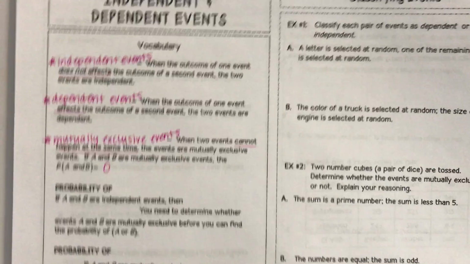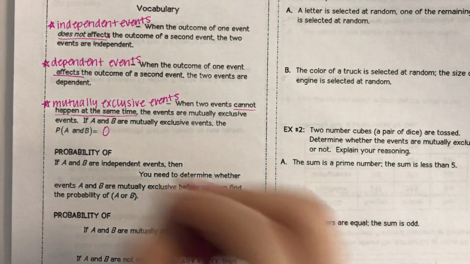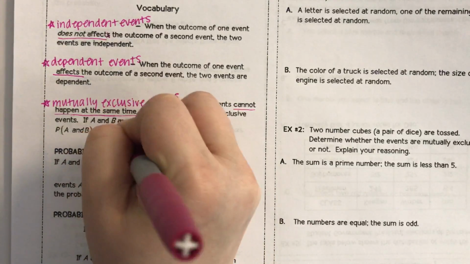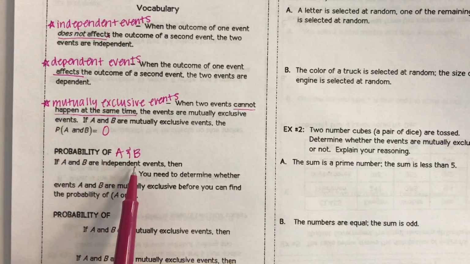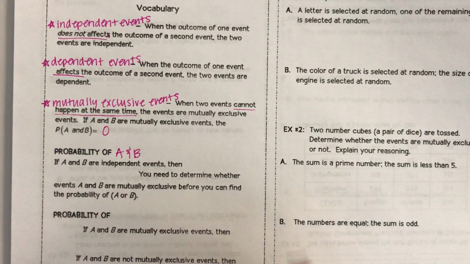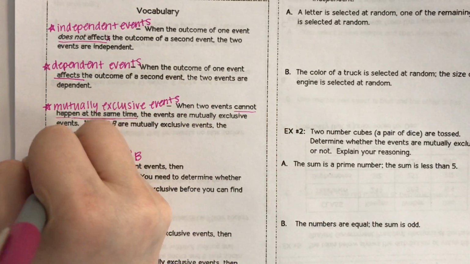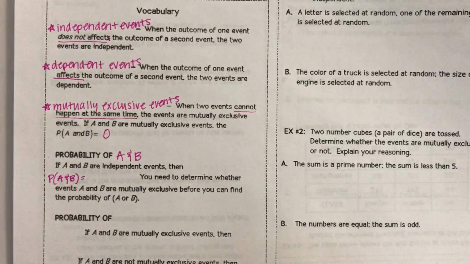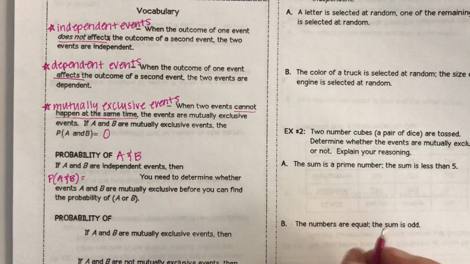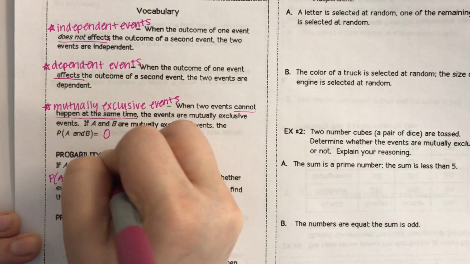Okay, so let's get to a couple formulas here. Probability of A and B, provided they are not mutually exclusive, like above. If A and B are independent events, then the probability of A and B happening, if they are independent, is the probability of A times the probability of B.